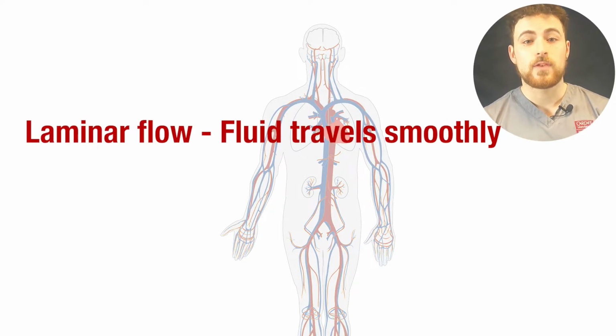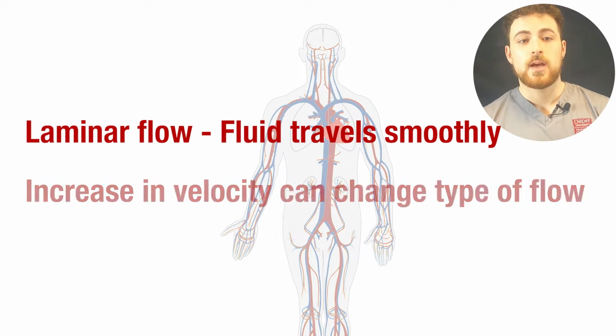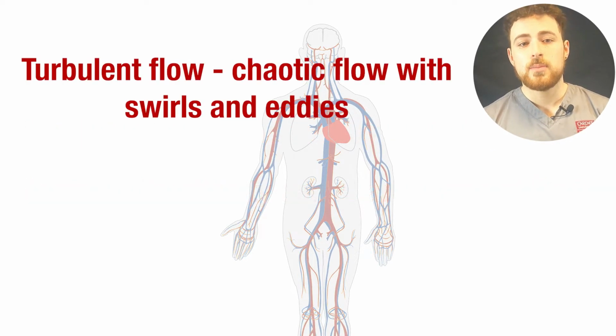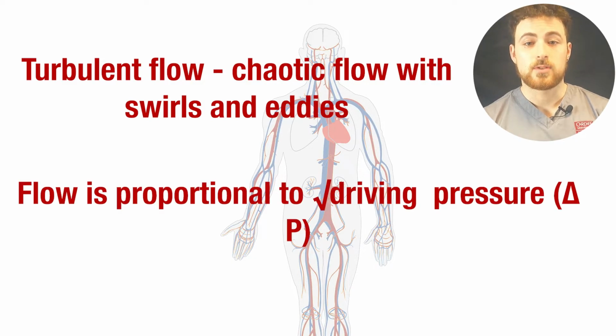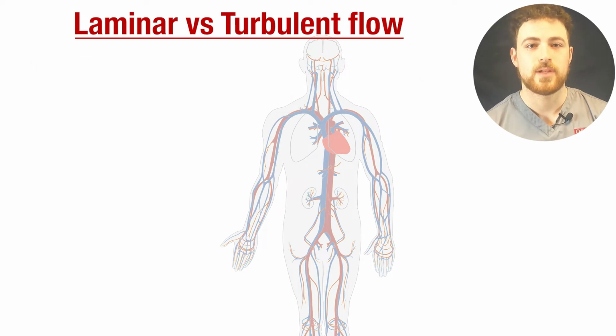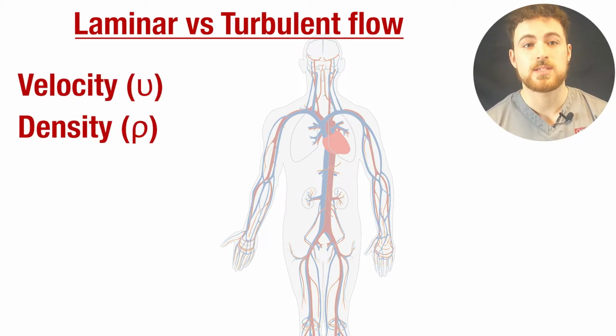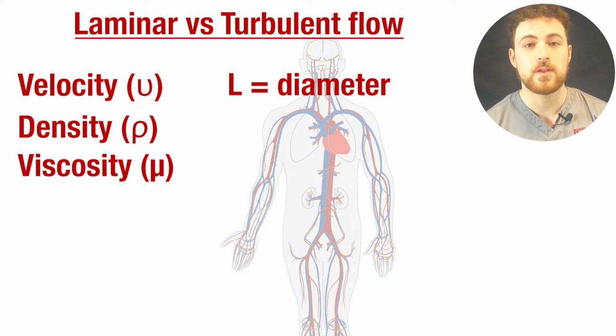However, if the flow velocity is greatly increased, eddies and swirls can form within the vessel, and the pattern of flow transitions from laminar to turbulent flow. Turbulence increases drag, or resistance to flow, such that the flow rate of a turbulent flow is proportional not to its driving pressure, but to the square root of the driving pressure. The likelihood of blood flow becoming turbulent is dependent on the relationship between its mean velocity, density, and viscosity, as well as the diameter of the vessel it is flowing through.